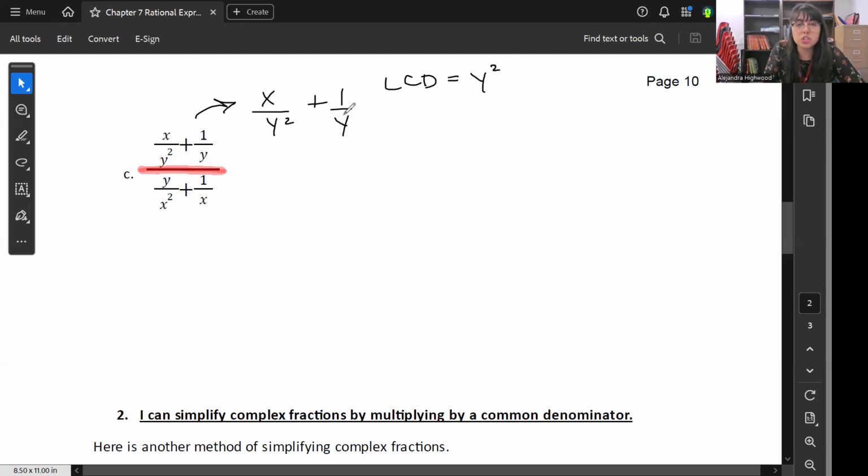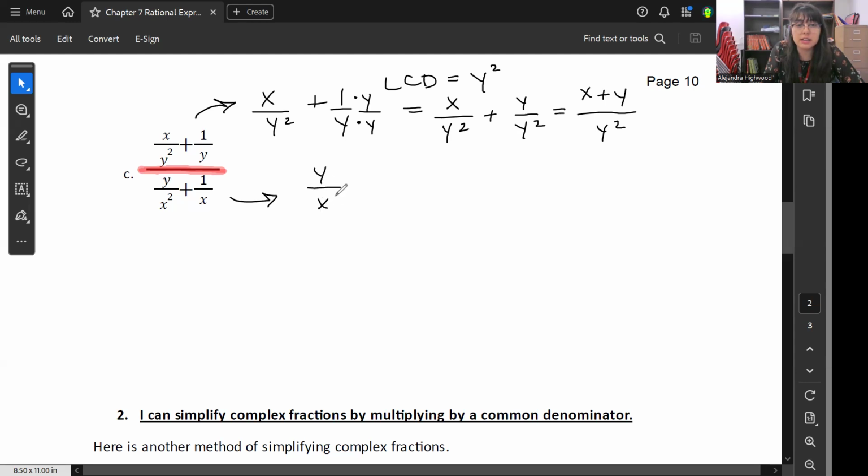So I'm going to make the second fraction an equivalent fraction where the denominator has a y squared by multiplying by y over y. I'll have x over y squared plus y over y squared. Now, since the denominators are the same, I keep them in one fraction, and I would have x plus y in the numerator. Fabulous. Now let's simplify the denominator.